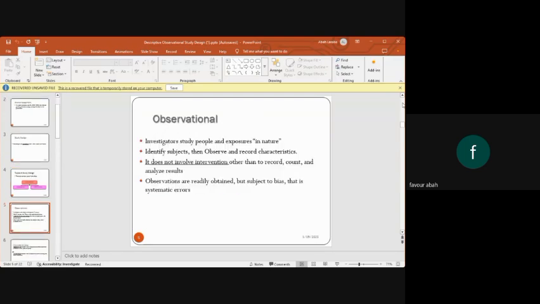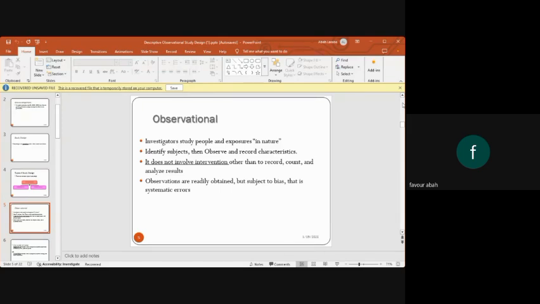Now, for observational research design, the investigators study people and exposure in nature. So you don't alter their environment. You don't put them under a controlled system. You don't do anything. You just watch them in nature. You watch the entire process. For instance, you just watch people's diets, and the outcome should be their weight at the end of it. You take measurements of their weight at the end of it. You are not the one controlling their diet. You are not telling them what to eat. You're not telling them what to drink.